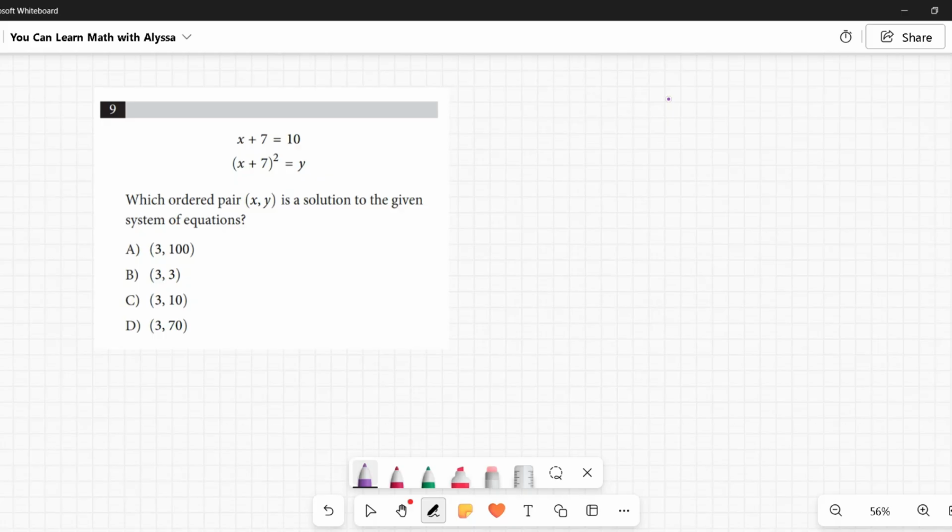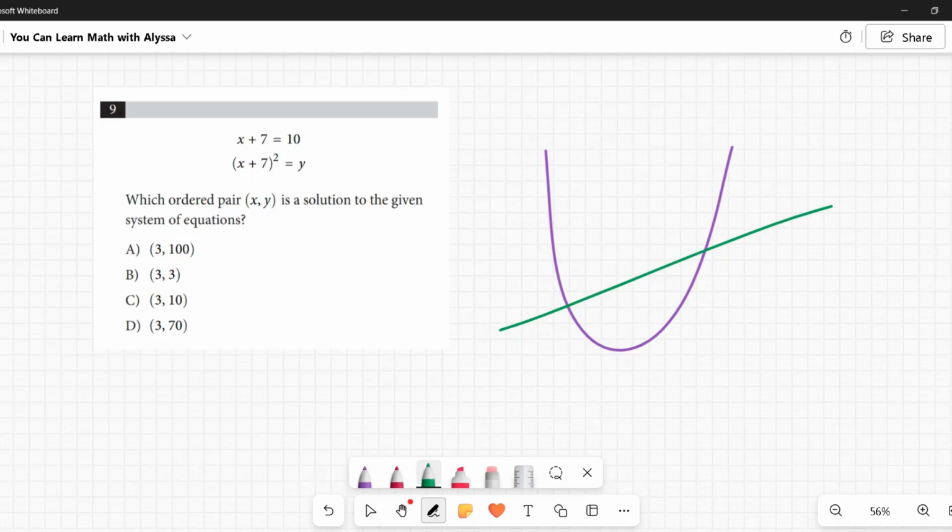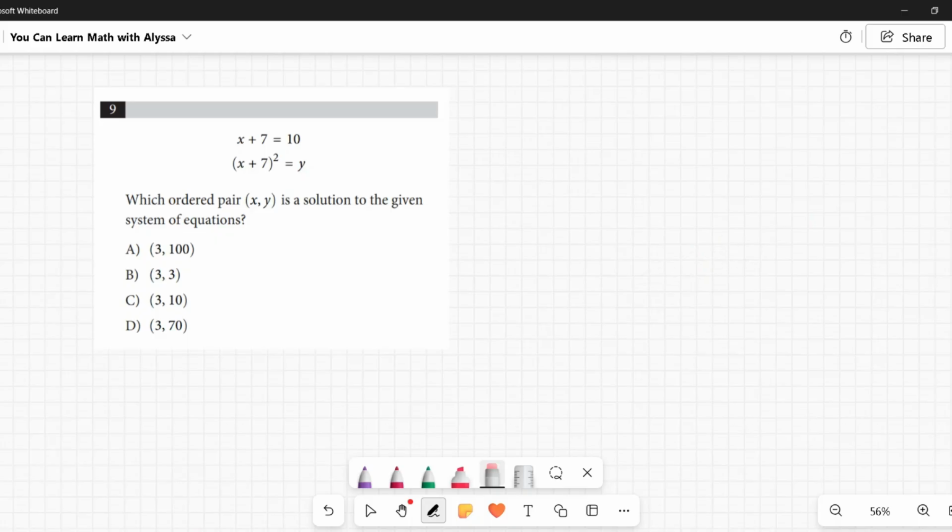Absolutely. If you do choose to do it by graphing, you're going to be looking at a parabola, and there's going to be a line intersecting it somehow. And you're going to look for the points where they cross. Those will be the solutions to the system of equations.